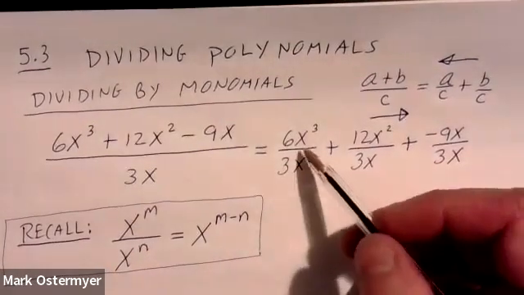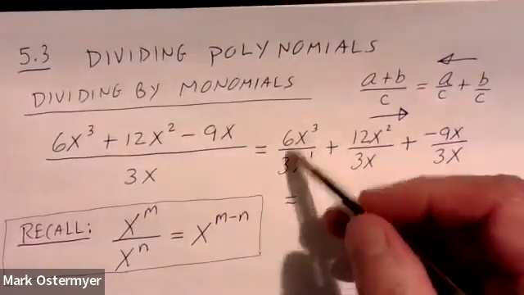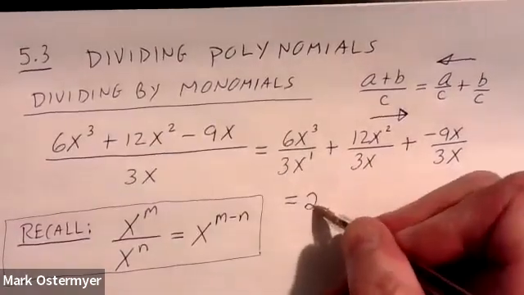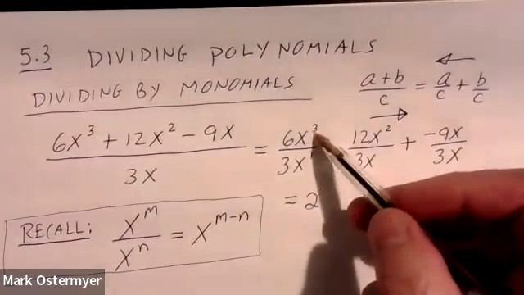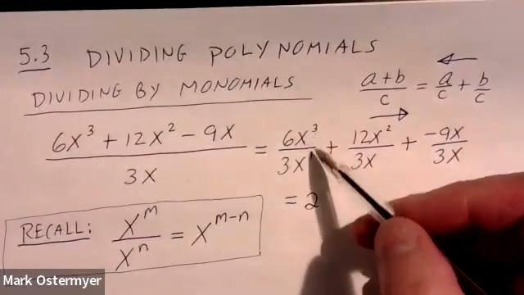All right, here we go. Now, 6x to the third power divided by 3x to the first power. What's 6 divided by 3? Let's reduce the coefficients first. 6 divided by 3 reduces down to 2. And then x to the third power divided by x to the first power is going to be x to the 3 minus 1 power.